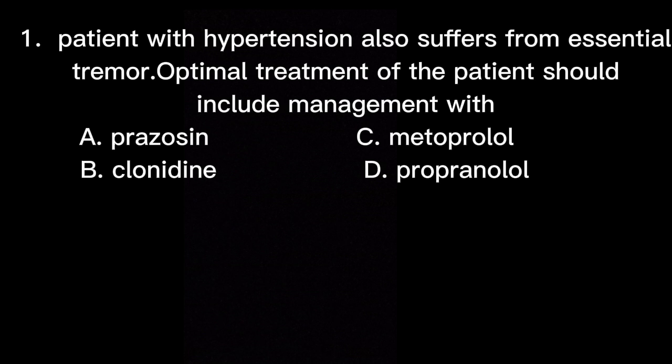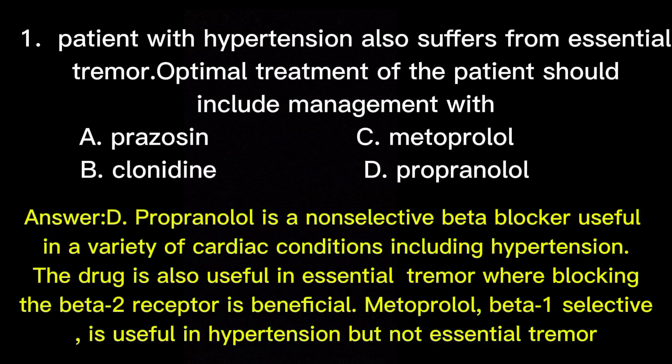Question number 1. A patient with hypertension also suffers from essential tremor. Optimal treatment of the patient should include management with A. Prazosin, B. Clonidine, C. Metoprolol, D. Propranolol. Answer: D. Propranolol is a non-selective beta blocker useful in a variety of cardiac conditions including hypertension.